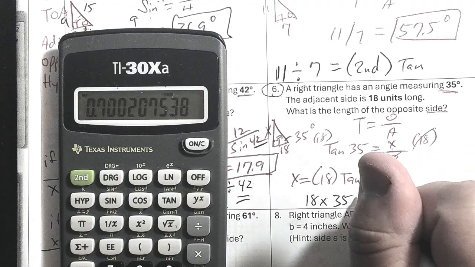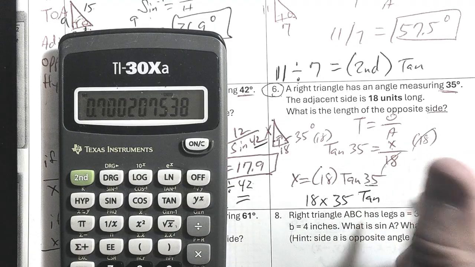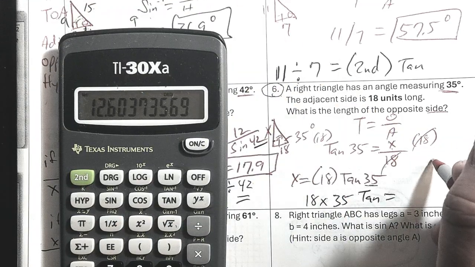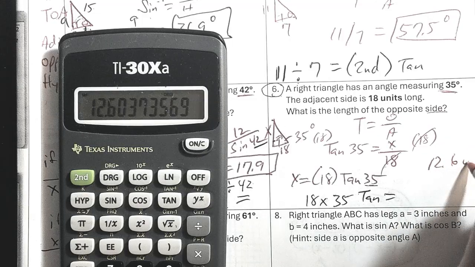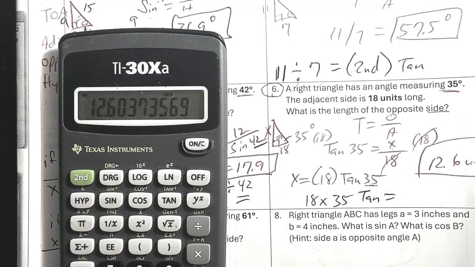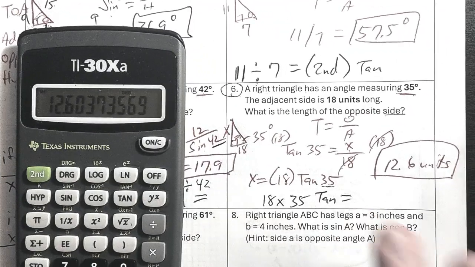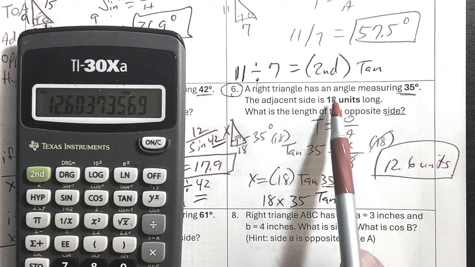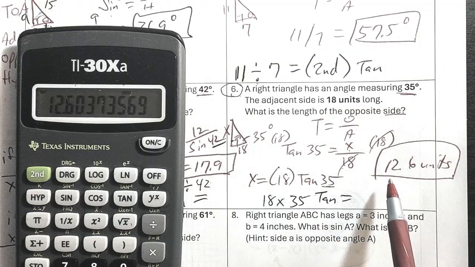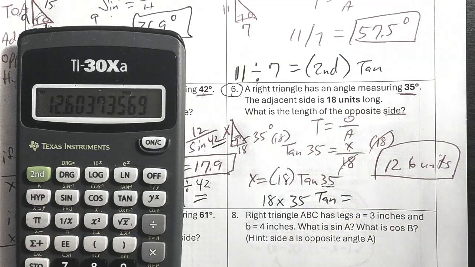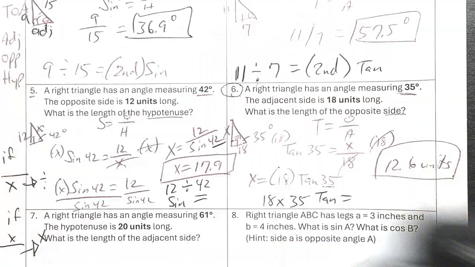Let me write that in though. Tan first, or tan after the number, and then equals. And so we get 12.6. The 12.6 units. The adjacent side's 18. That's the medium side. This is the small side, so it's smaller than 18. So that makes sense.